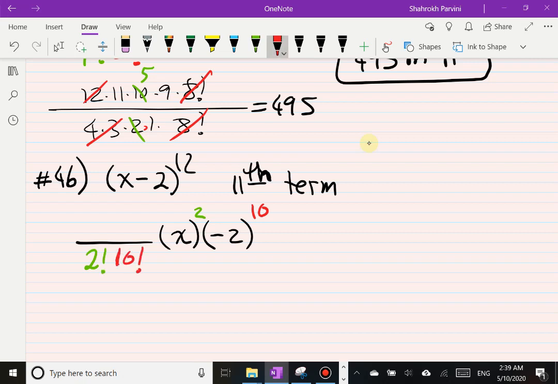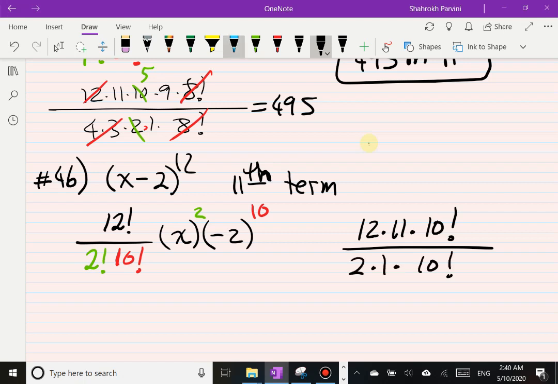You see how that second term unlocks everything. And the numerator, of course, is 12 factorial. 12, 11, factorial on top, 2, 10 factorial on the bottom. Whatever they are, huge numbers, but they're the same. They cross out, they cancel. 2 and 12, we get 6. 6 times 11 is 66. So this is going to be 66 x squared. Now, negative 2 to the 10th power.